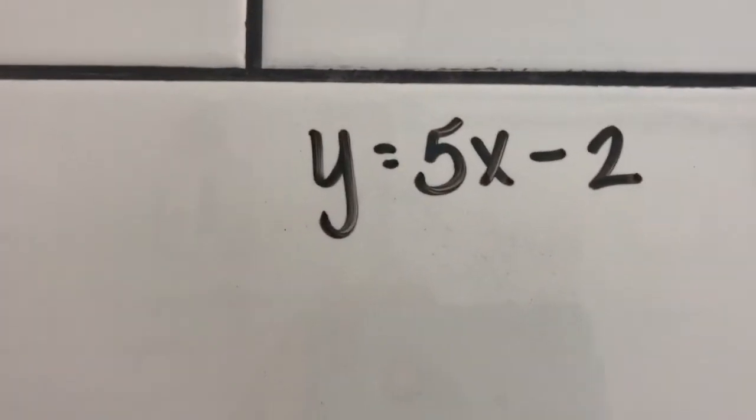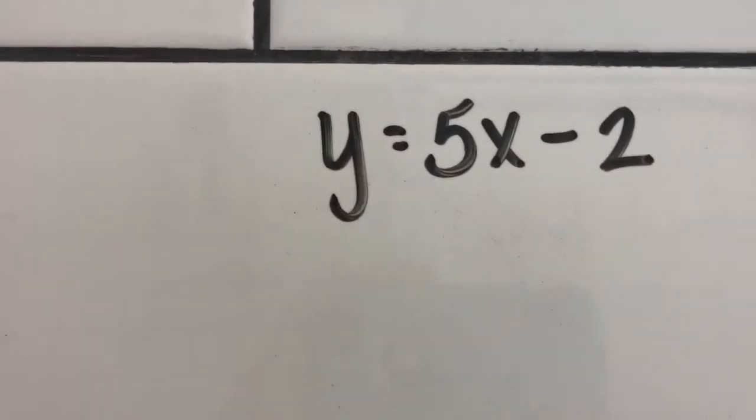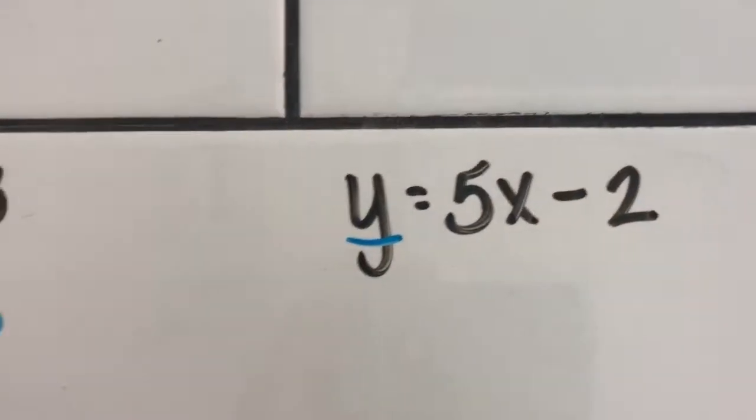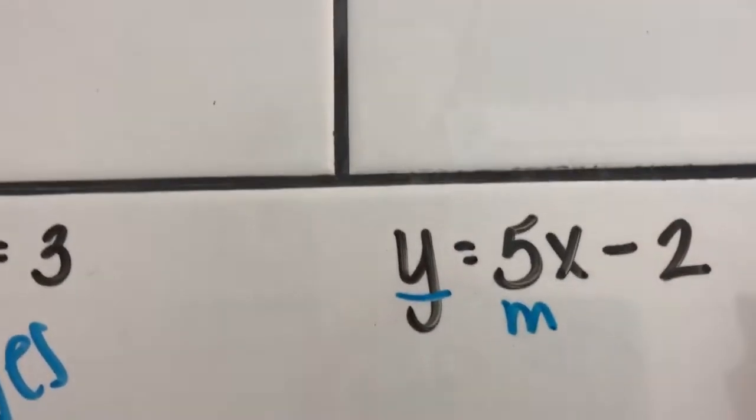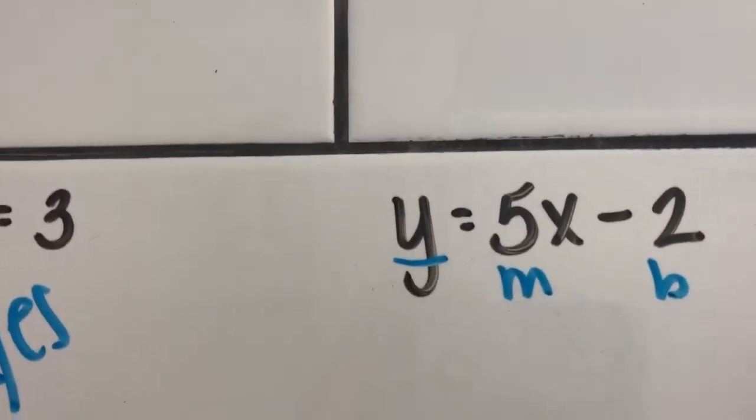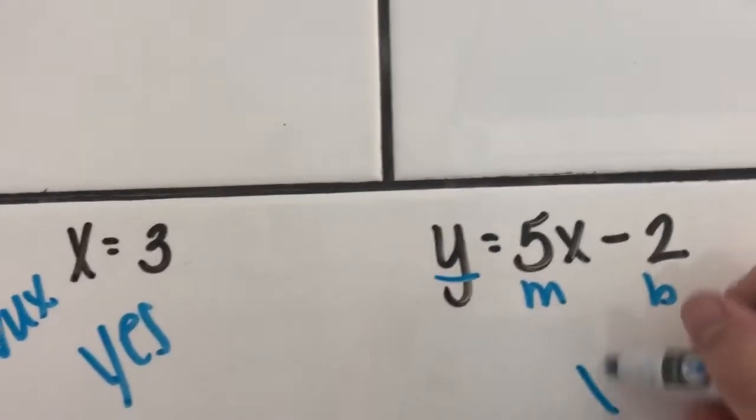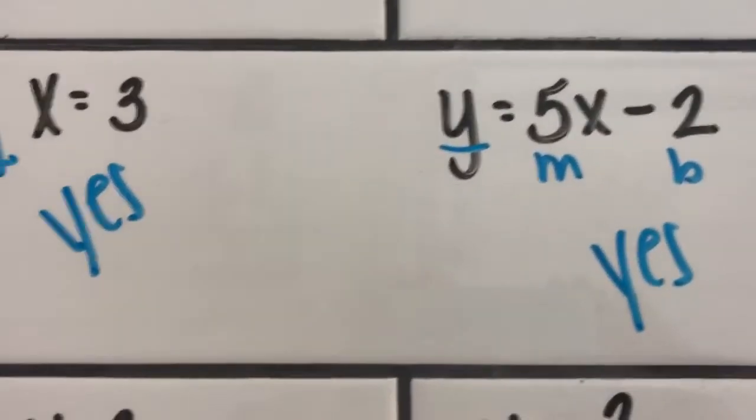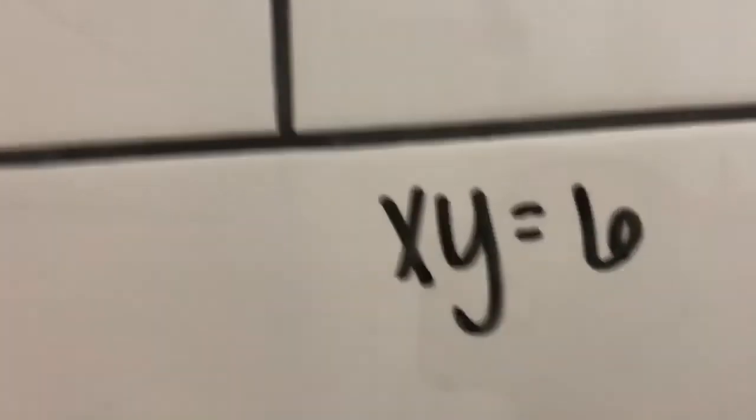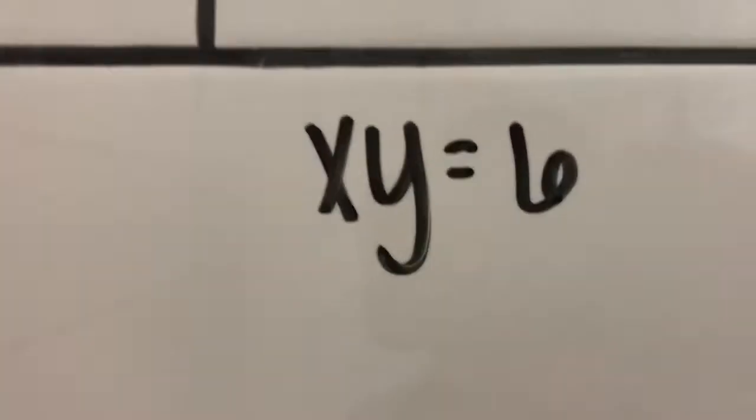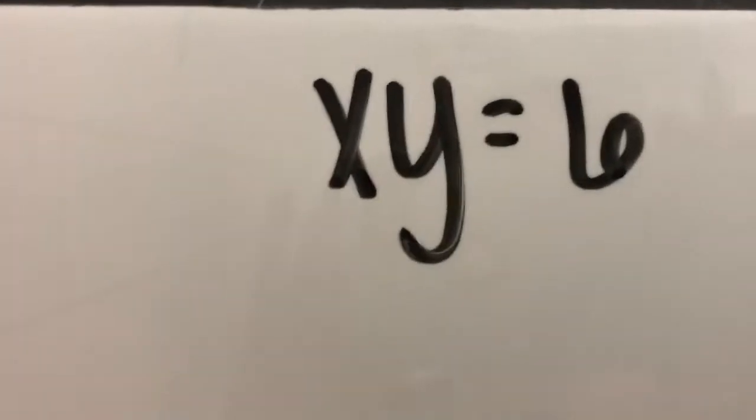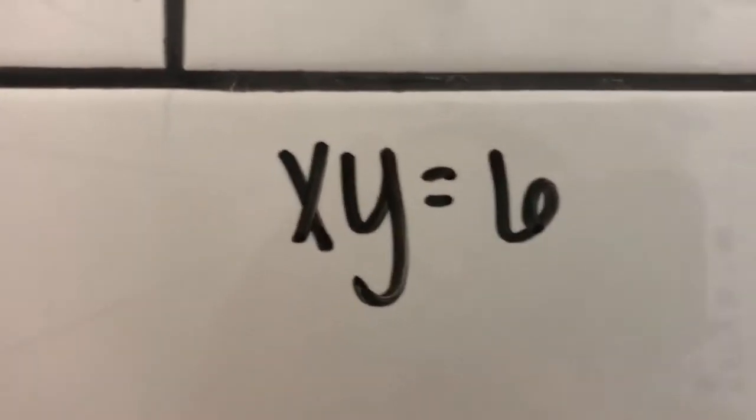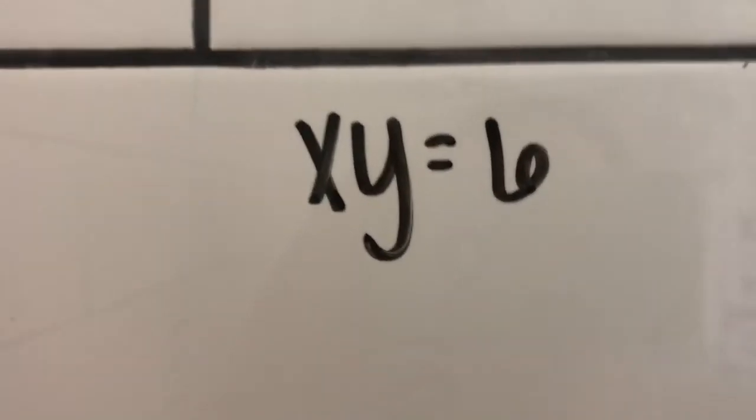Next one, this one's nice and easy for you. It's already in y equals mx plus b form because my y is alone. I've got a slope of 5. I've got a b of negative 2. That's definitely linear. We've seen those all year. Next one I have here is something that I have not seen. An x times a y. That's going to eliminate it from ever being y equals mx plus b. This is not linear.